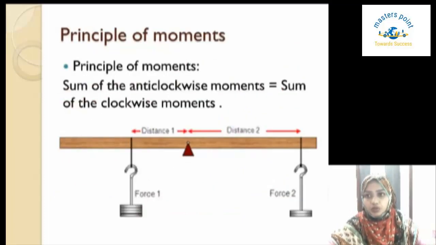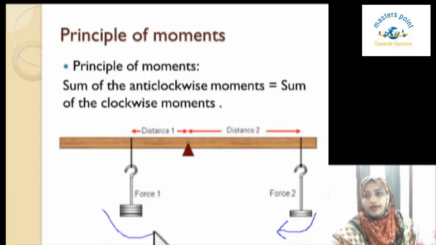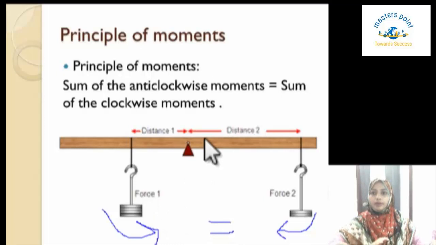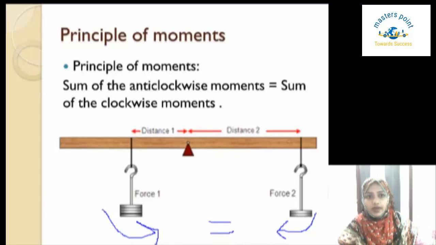So you can see today's session was so simple and small. We have learned the principle of moment: this is the clockwise moment, and this is the anti-clockwise moment. We have proved that both the moments should be equal if I want this principle to be verified. Okay, so by this we end the session. Today we have seen the statement, what is the principle of moment, and we have seen the verification.